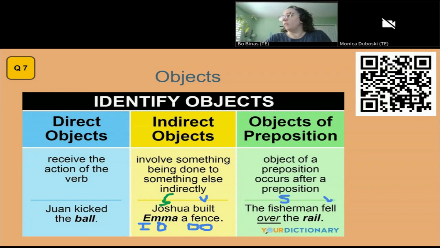The verb is fell. And then we have a preposition. Over is the preposition. And it tells you the relationship between that fisherman and the rail and how he fell. Because he fell over it. He didn't fall under it. He didn't fall around it. He didn't fall through it. He fell over it. Okay? Make sense? Hopefully?